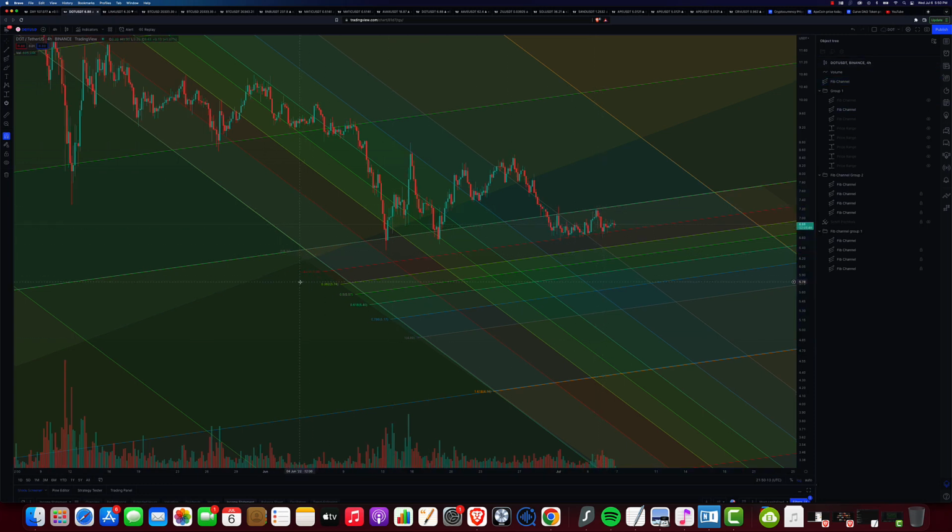Okay, and remember that there's only two states the market can be in. It's either a trending market or a ranging market. And since the market's going to be ranging 75 to 80% of the time, I think it's pretty important to figure out a strategy for a ranging market.